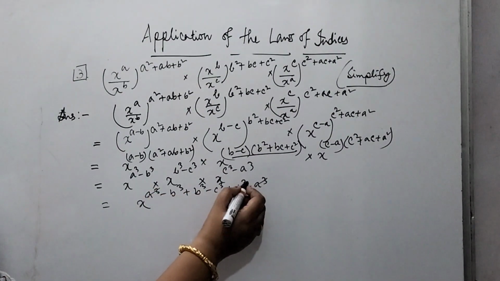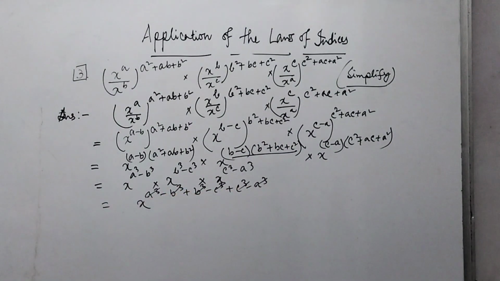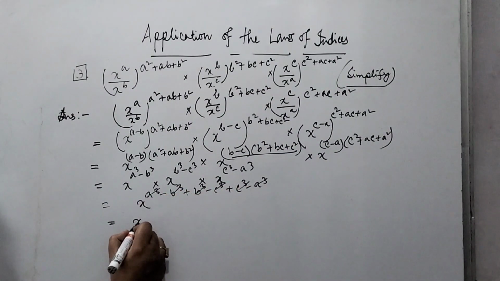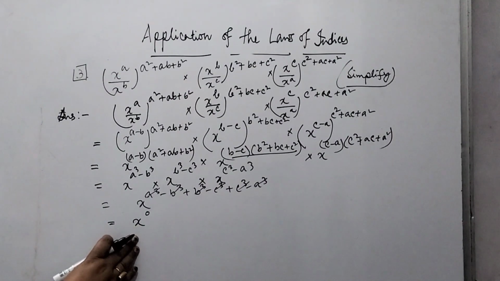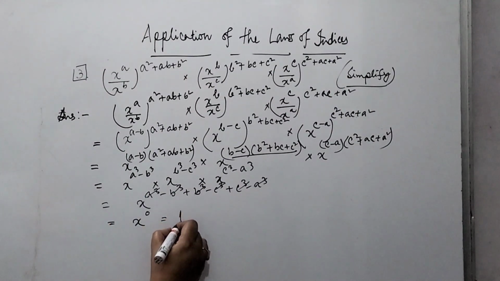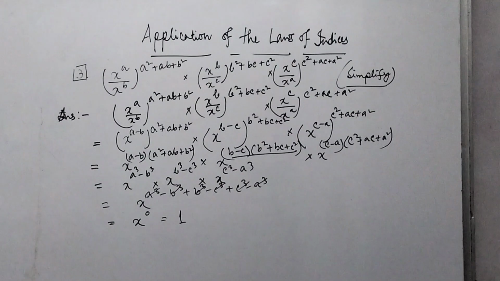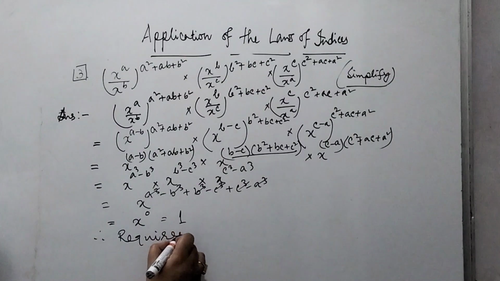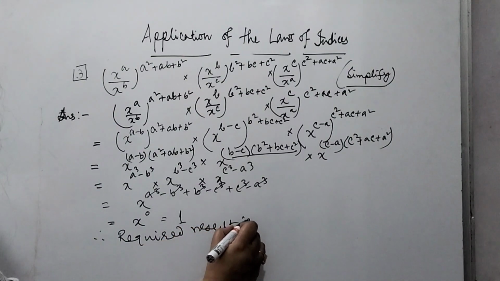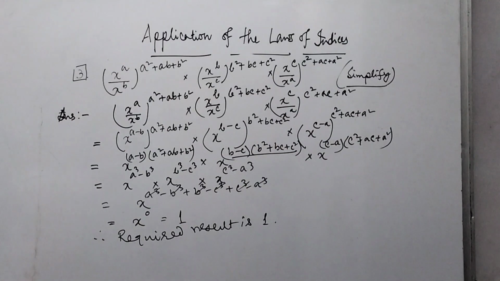So these cubes, a cube, c cube, b cube, all are cancelled. So here we get x to the power 0, okay? And we know any base to the power 0, the base must be a non-zero one obviously, because 0 to the power 0 is undefined. So any non-zero base to the power 0 will give us 1. So hence this result is 1. So the required result is 1.